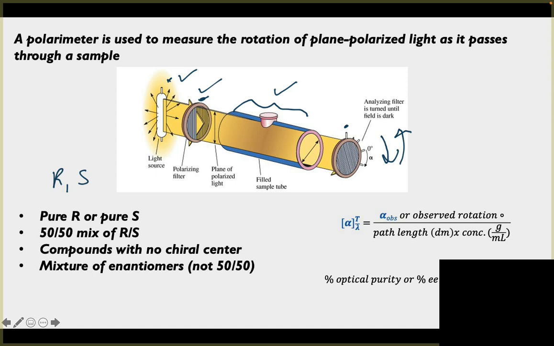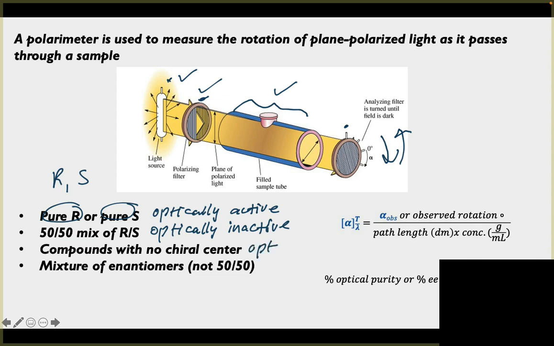And so to quickly review, if you have a sample containing one enantiomer, either a pure R or pure S, it is said to be optically active. And this compound and its enantiomer will have equal but opposite optical rotations. Meanwhile, if you have a 50-50 mixture of R and S, it's called a racemic mixture, and it's going to be optically inactive. And likewise, compounds with no chiral center will also show no optical activity, so they will also be optically inactive.